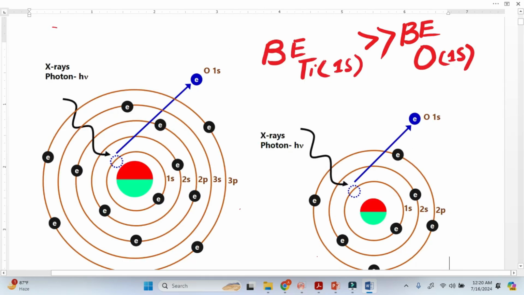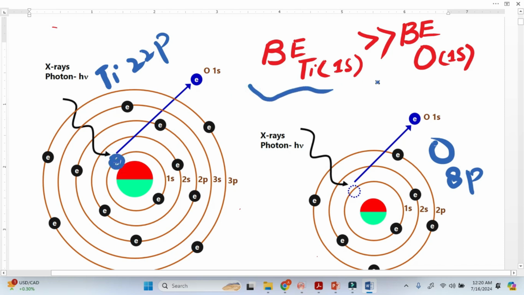If we compare two different atoms, let's suppose this is titanium and this is oxygen. Oxygen contains 8 protons while titanium contains 22 protons. So for these first s electrons, the binding energy is far higher in the case of titanium than oxygen, because these electrons experience more influence from the nucleus as compared to oxygen.